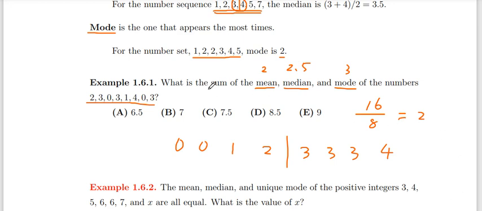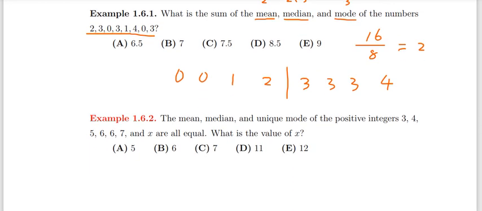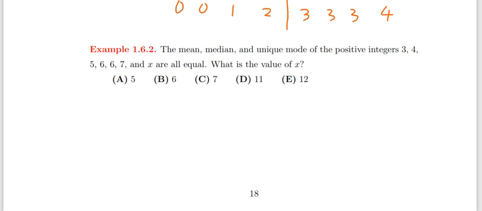So the question is to find the sum of them. So just add them up. Easy. Okay. So this problem is a little bit tough. We want to find the value of x. So what is the condition? We have those numbers like 3, 4, 5, 6, 6, 7. We have x, and we don't know this x. So where can we put this x? Put x here. Here we don't know, right?